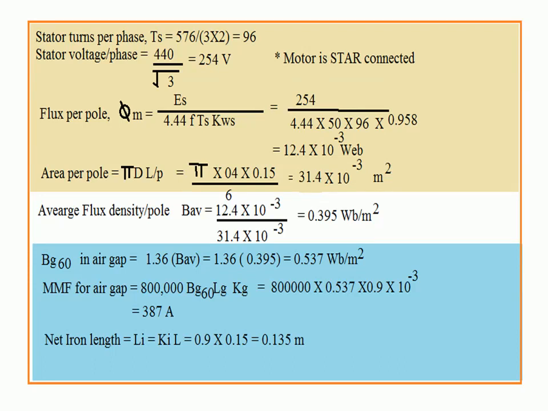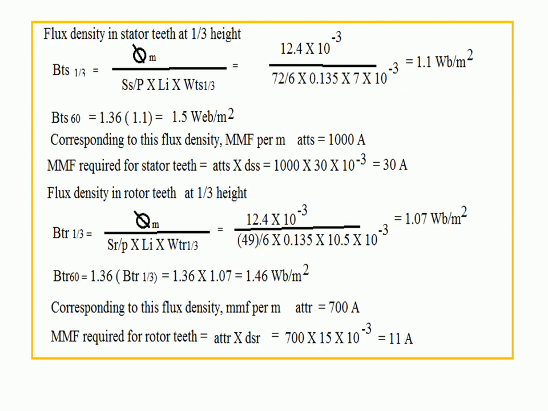Net iron length Li equals stacking factor times length of stator core. Then the flux density in stator teeth at one third height. By using the formula, you substitute all the values, where WTS is the width of stator teeth at one third height from the narrow end, its value given as 7 mm. Convert this into meters, 7 times 10 to the power of minus 3. Substitute all the values. We are going to get BTS 1/3.